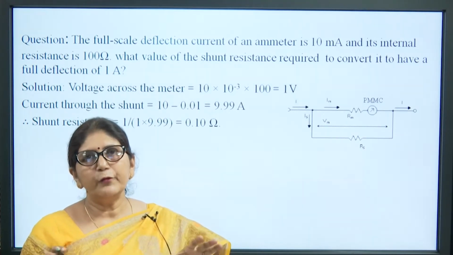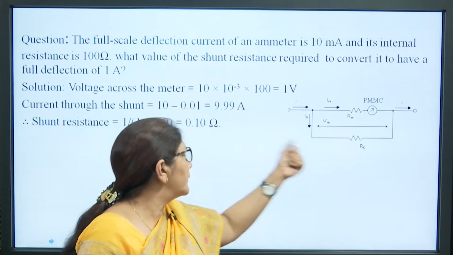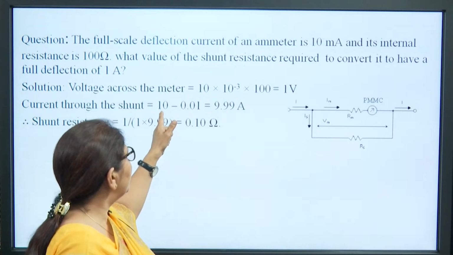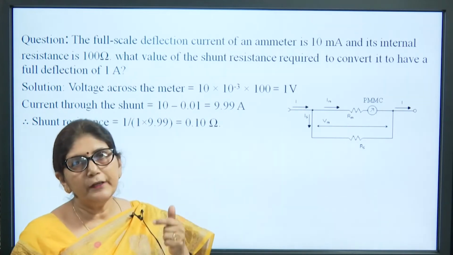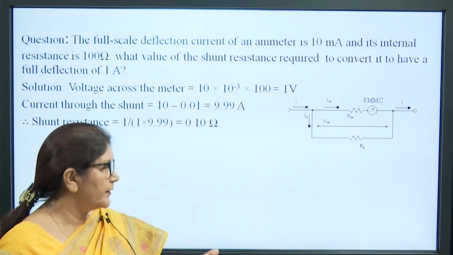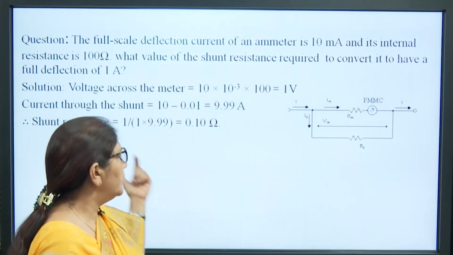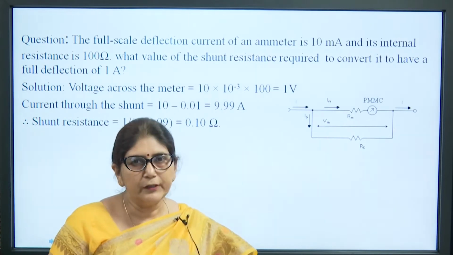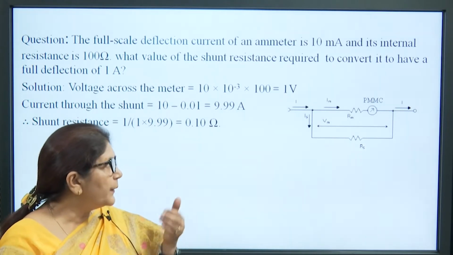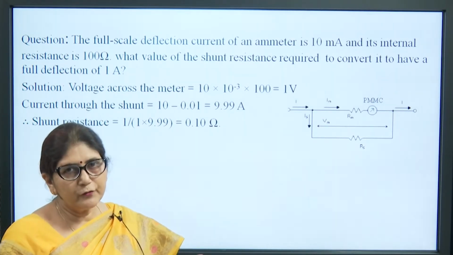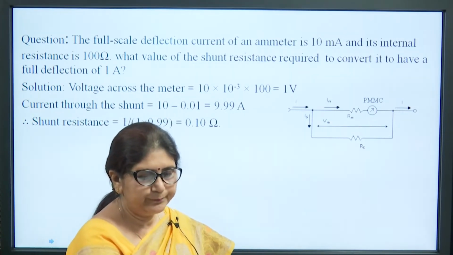So, now we have to find out the shunt resistance. So, the current that will flow through the shunt resistance is the total current, that is 10 ampere, minus the current that is flowing through the PMMC instrument. So, 9.99 ampere current will flow through the shunt resistance. Then we find the shunt resistance value, that is the voltage divided by the current. So, its value is 0.1 ohm. So, in this way we can see that the shunt resistance which is placed across this PMMC instrument to increase the current range of the meter should be very low.